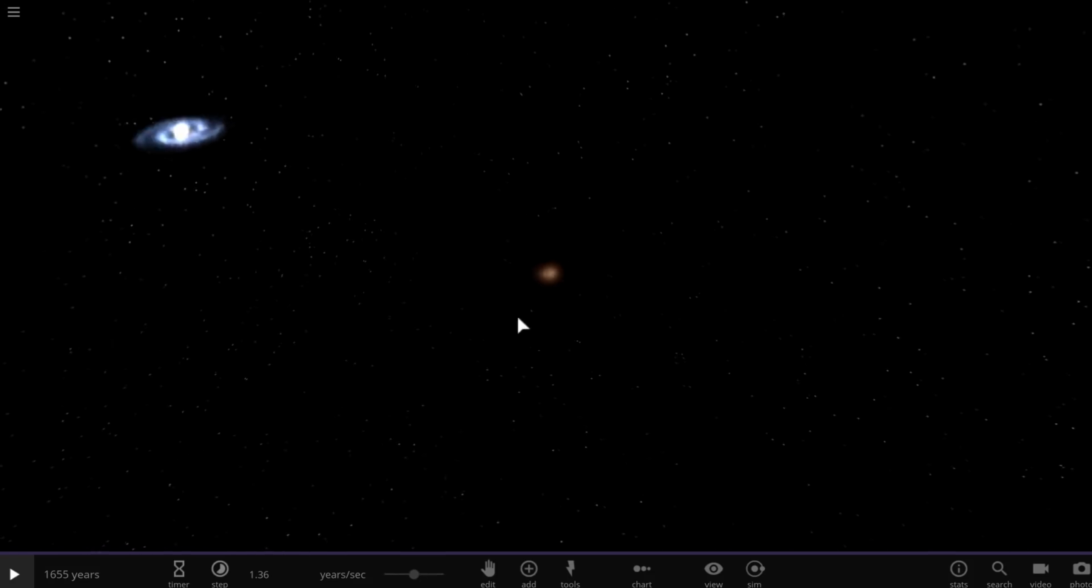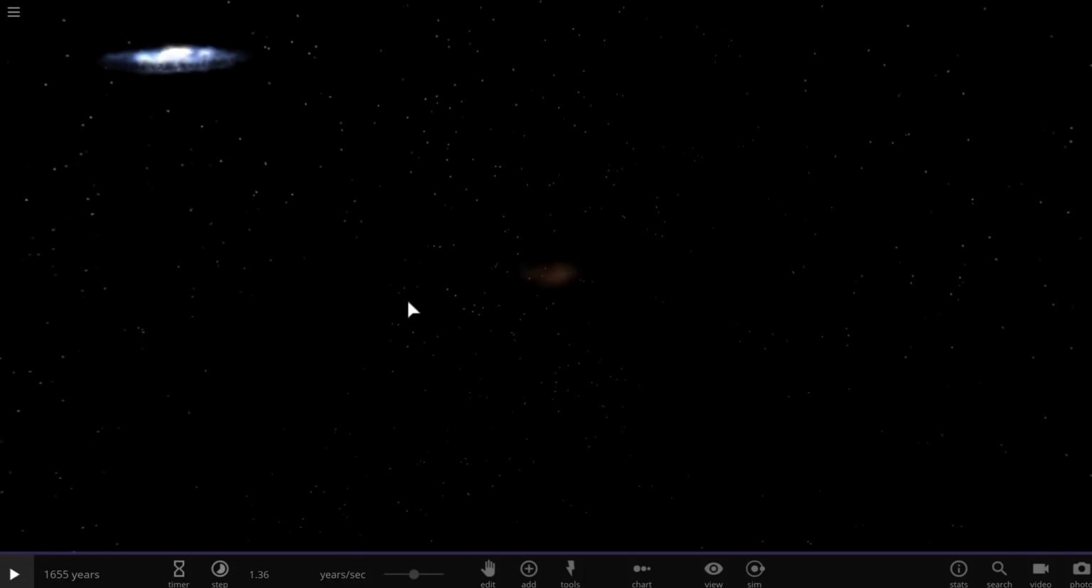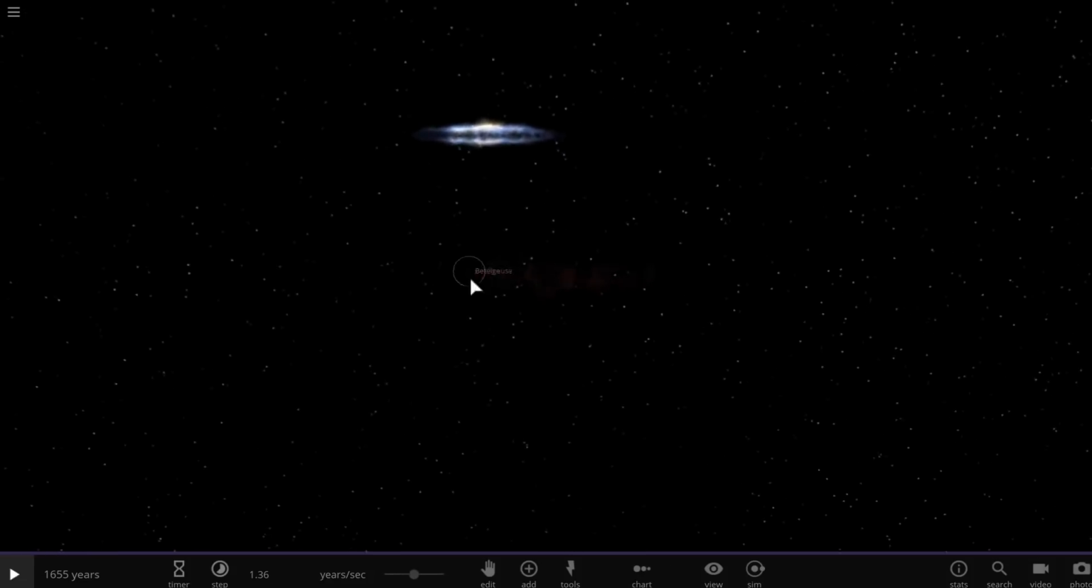It's about 100,000 times less bright than the Large Magellanic Cloud. It's very dim, it's exceptionally dim. As you can see as I zoom into it, it's almost impossible to see it.